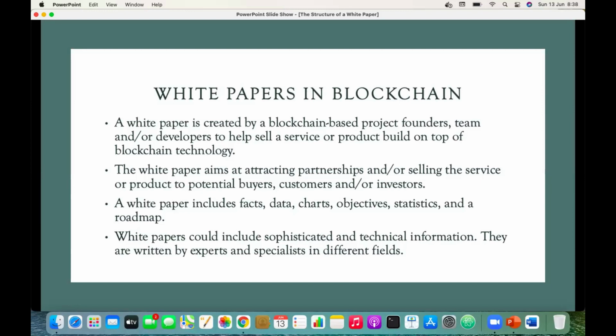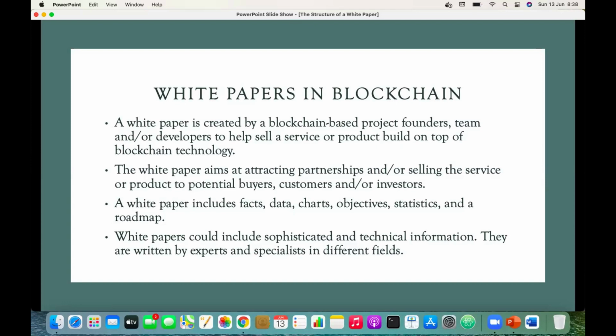The white paper aims at attracting partnerships, selling a service or a product to potential buyers or customers, and of course, investors to invest in our project, same like the business aspects that I mentioned. Now, it includes facts, data, charts, objectives, statistics, and deadlines, which is the roadmap. So you need to make sure that you outline those deadlines that you need to comply with to make the reader confident in your skills, capabilities, and to reach a level of trust.